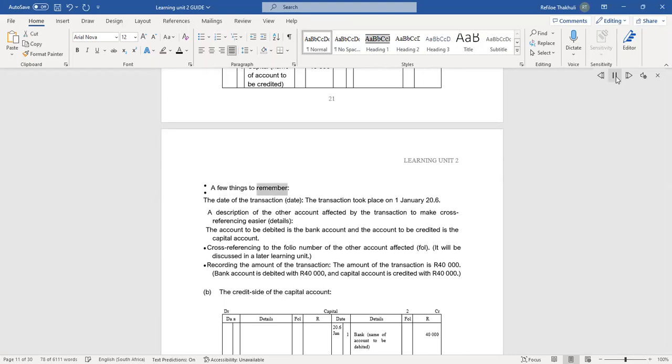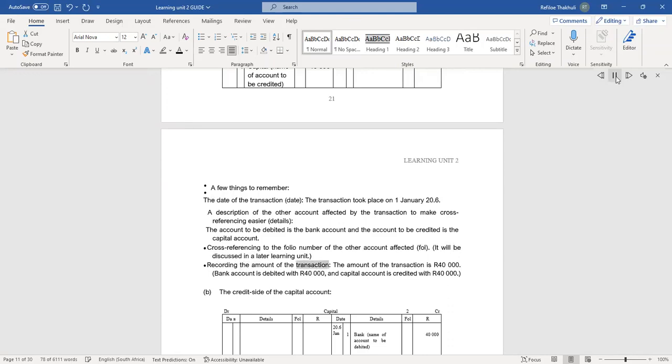A few things to remember. The date of the transaction. Date: the transaction took place on January 1, 20.6. A description of the other account affected by the transaction to make cross-referencing easier. Details: the account to be debited is the bank account and the account to be credited is the capital account. Cross-referencing to the folio number of the other account affected, FAL. It will be discussed in a later learning unit.